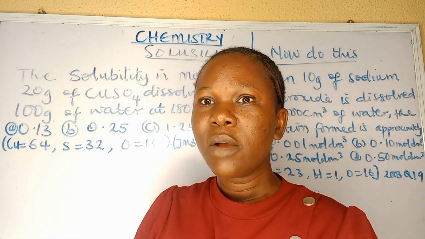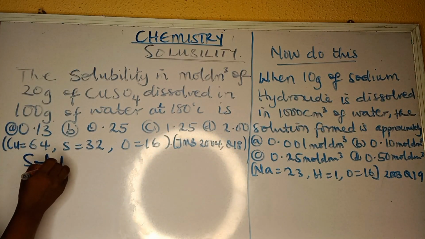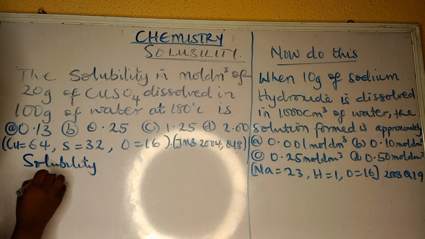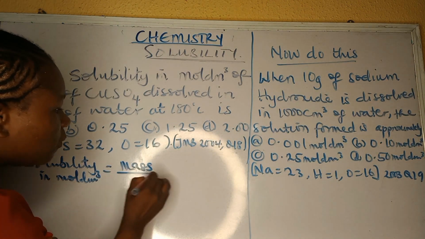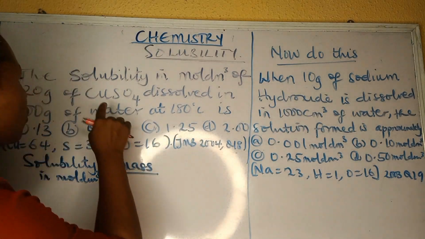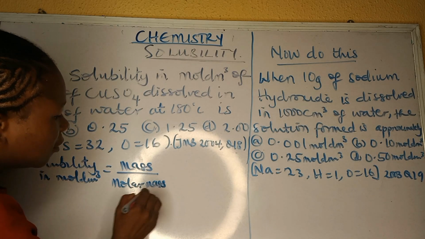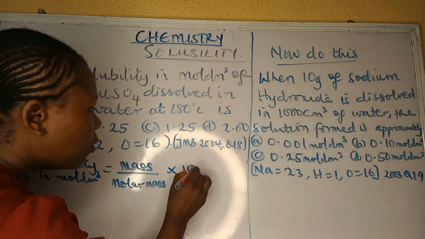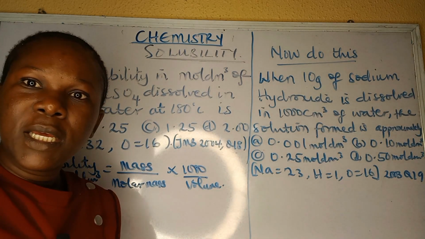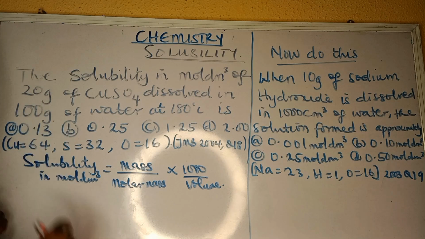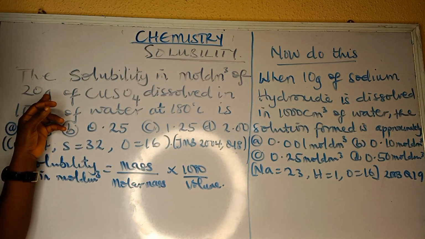And the formula for calculating solubility in this regard is: solubility in mole per dm cube is equal to the mass of the compound mentioned, which is copper(II) tetraoxosulfate(VI), over the molar mass, multiplied by 1000 over volume. Now, take note here. The mass is given as 20 grams. Mass will always have a unit of gram. Now, the mass here is 20 grams.